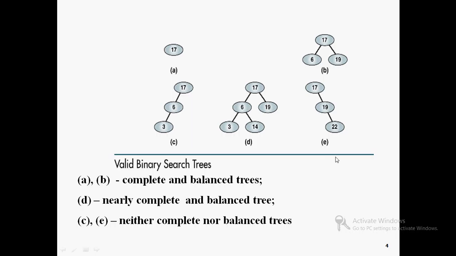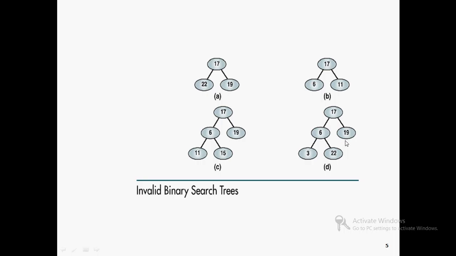Similarly for D as well as E. Here these 3 are not complete binary trees. There are a few examples which are invalid binary search trees. Here 22 is greater than 17, so it should be present on the right hand side.